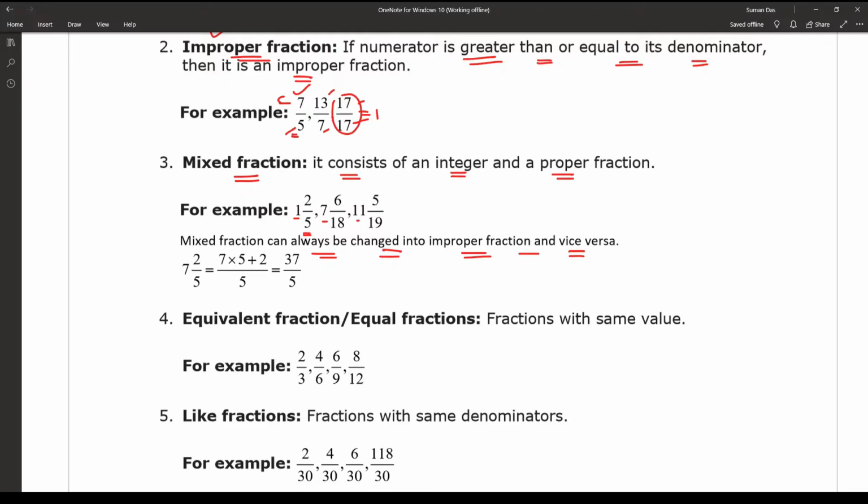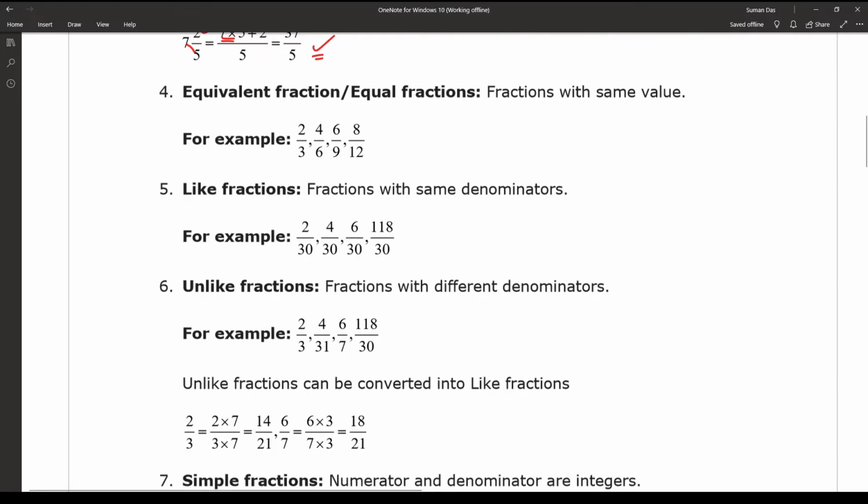Now that can also be written as (5 into 7 plus 2) by 5. That means 35 plus 2 by 5, so we get 37 by 5, and that one is an improper fraction. Suppose another one, 1 and 2 by 5. That can also be written as (1 into 5 plus 2) upon 5, that is 5 plus 2, or 7 by 5.